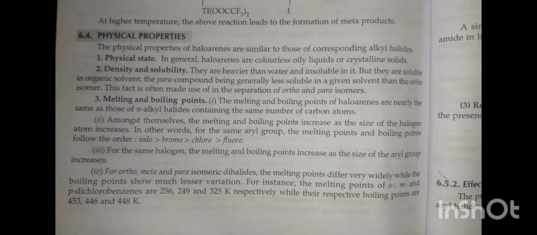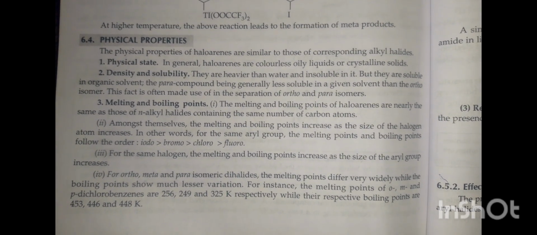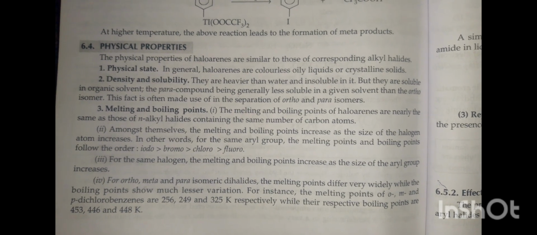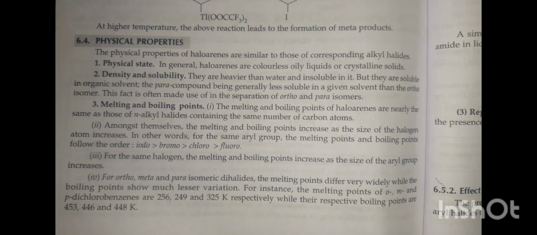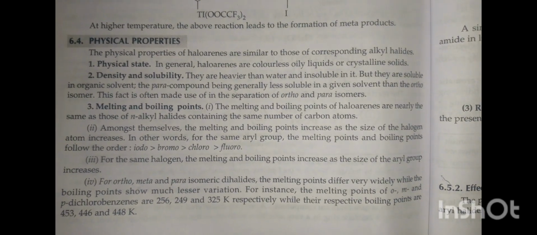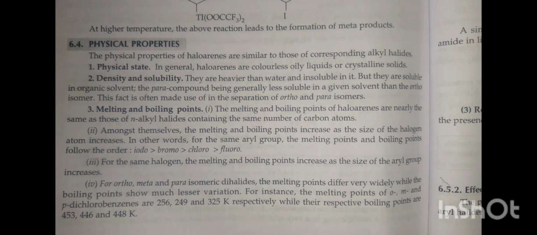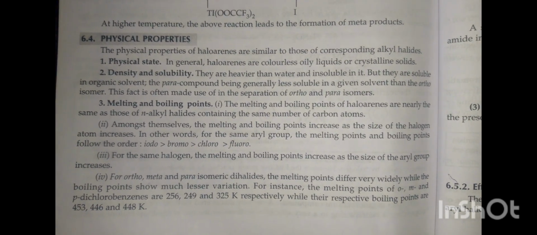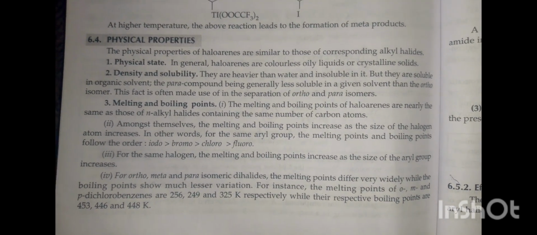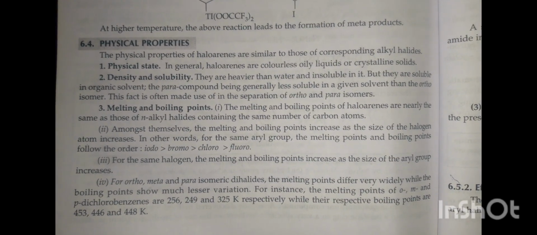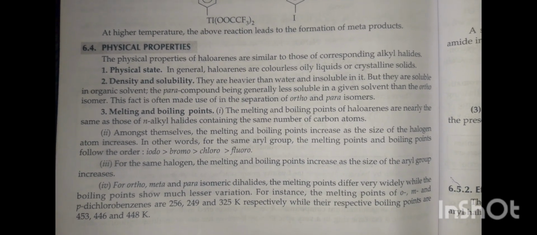Now the physical properties of aryl halides. First is physical state. In general, haloarenes are colorless, oily liquids or crystalline solids. Second is density and solubility. They are heavier than water and insoluble in it, but they are soluble in organic solvents. The para compound is generally less soluble in a given solvent than the ortho isomer.